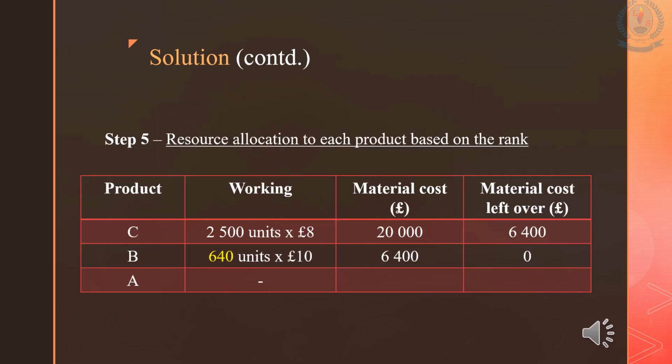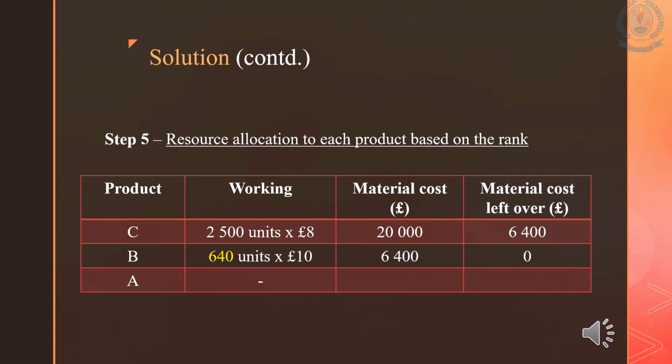Step 5. Resource allocation to each product based on the rank. Here we have a material cost available of 26,400 pounds. So as product C has the first rank, we have to allocate the resources for product C first. 2,500 units at 8 pounds will give 20,000 material cost allocated for product C. So when we deduct 20,000 from 26,400, 6,400 will be left over for the other products.